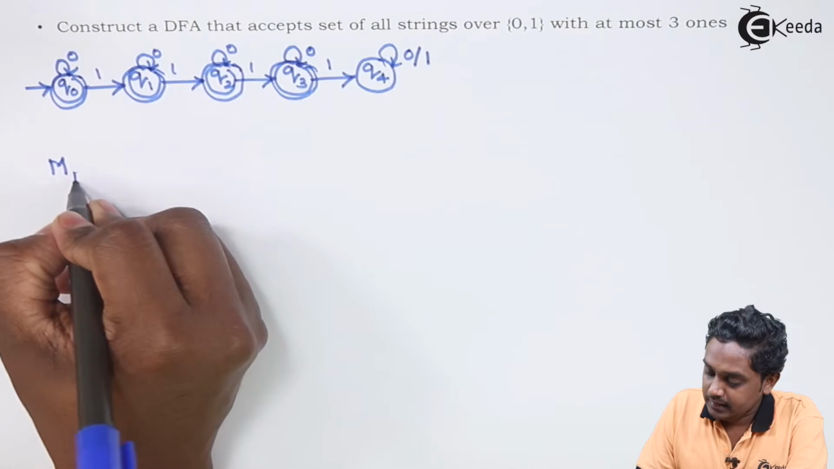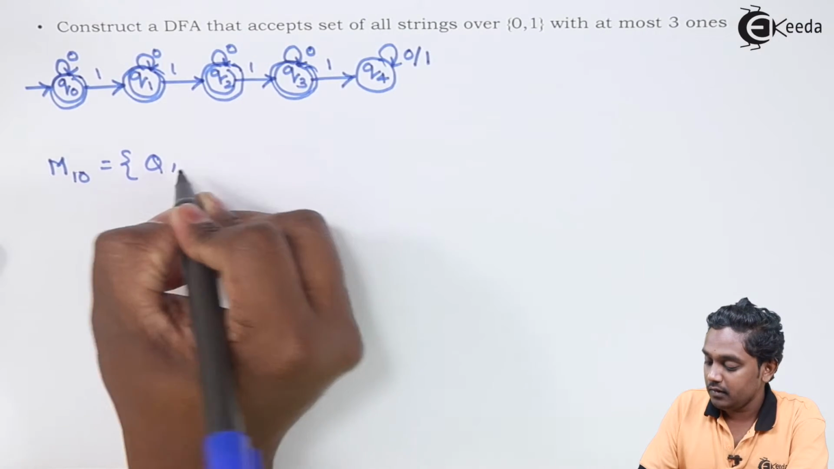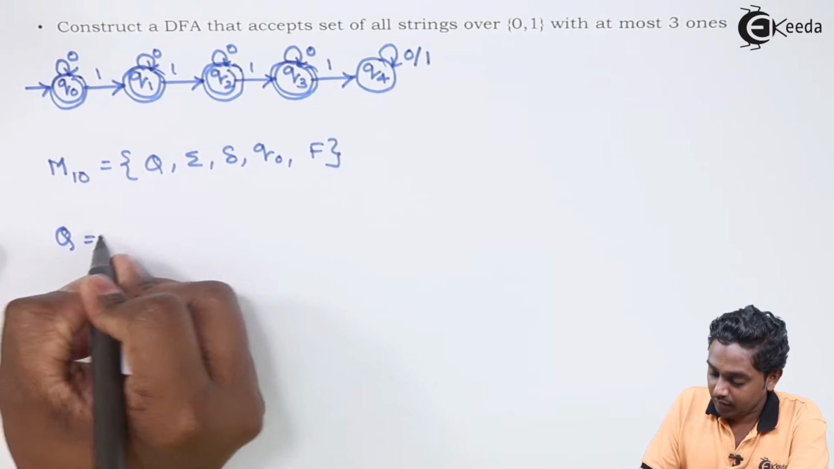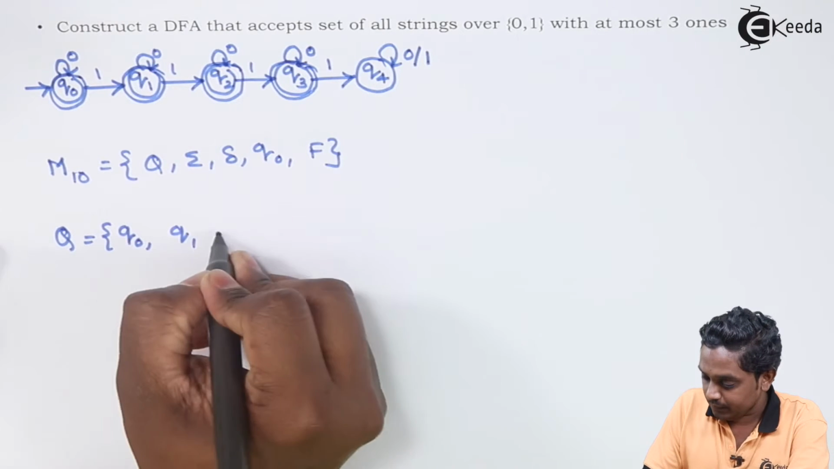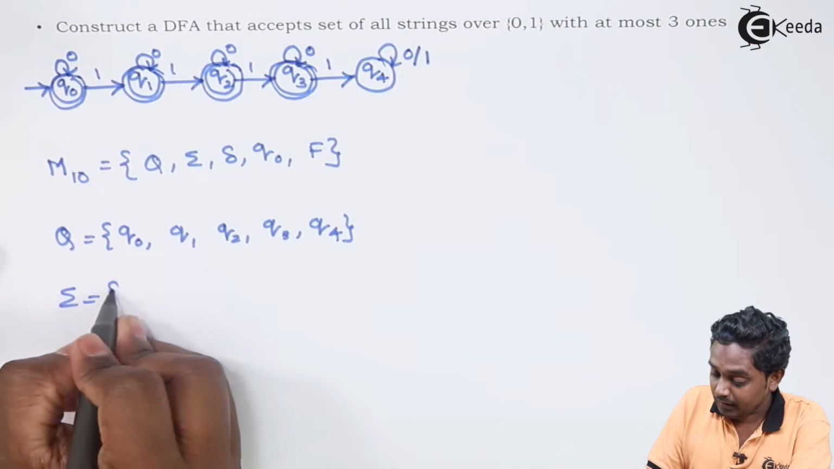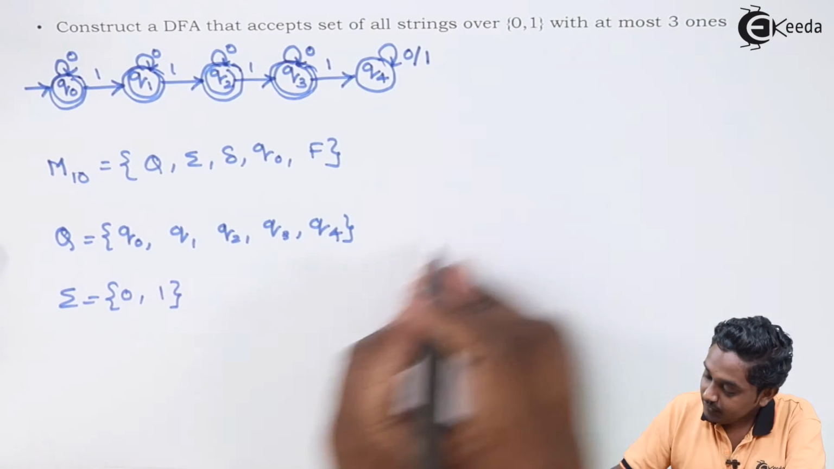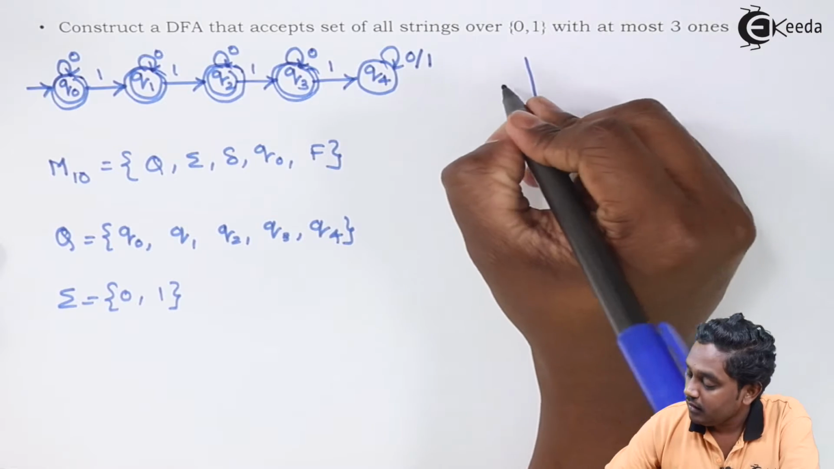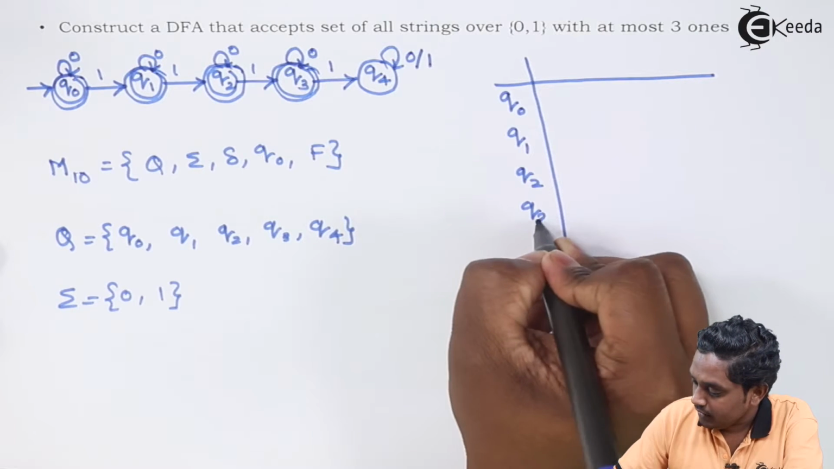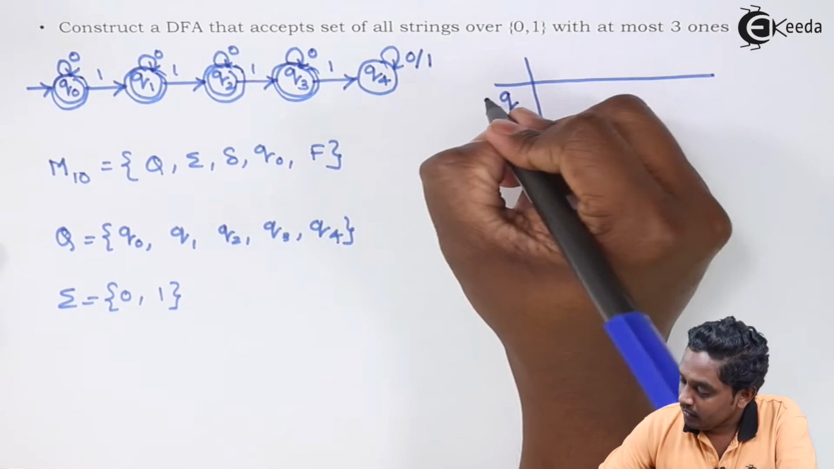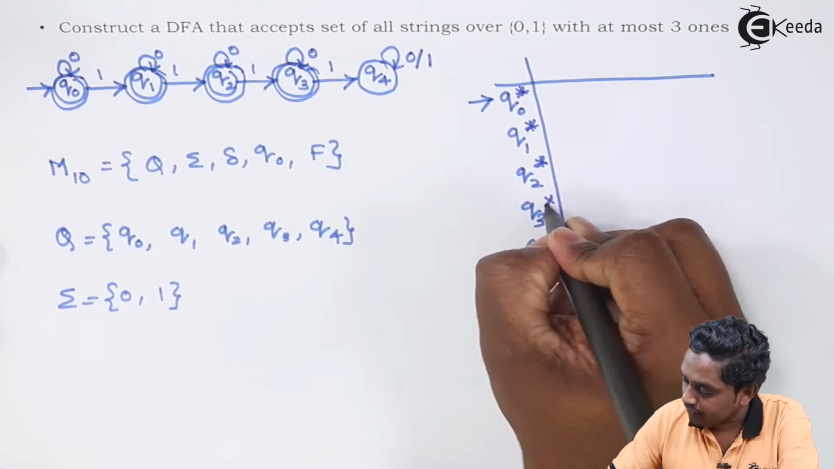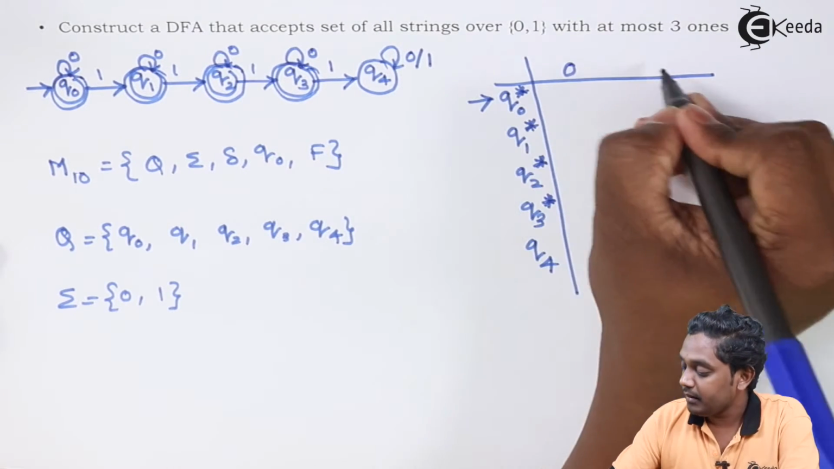Mathematically, what is it? Let's name them M10 machine. Q, sigma, delta, Q naught, F. Q is a set of states. Here it is Q0, Q1, Q2, Q3 and Q4. Sigma is the input alphabet, that is 0 and 1 for the given context. Delta, let's try to draw delta. Q0, Q1, Q2, Q3, Q4. Out of them, Q0 is initial state, Q0 is final, Q1 is final, Q2 is final, Q3 is final, Q4 is non-final. Alphabet is 0 and 1.